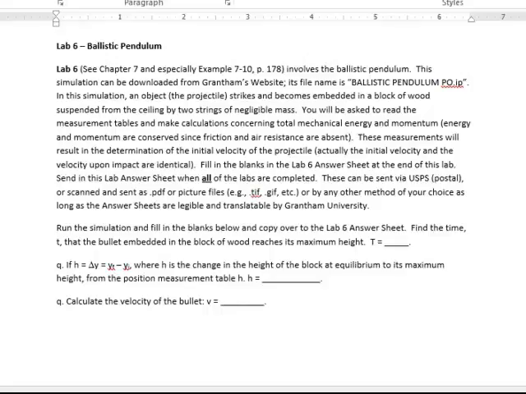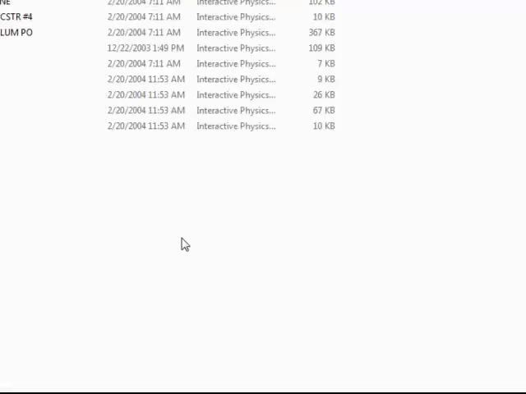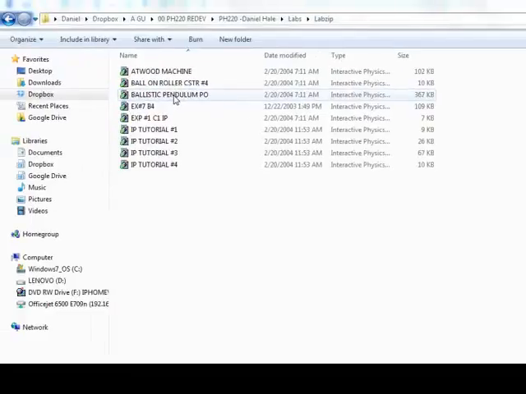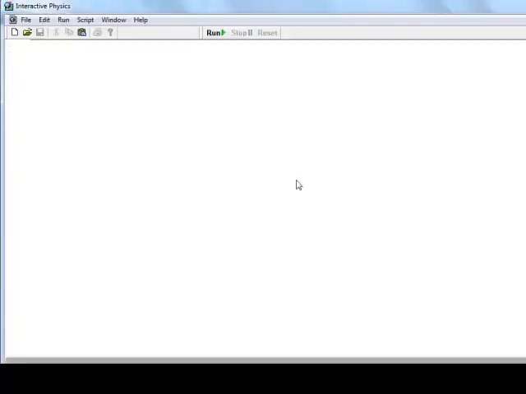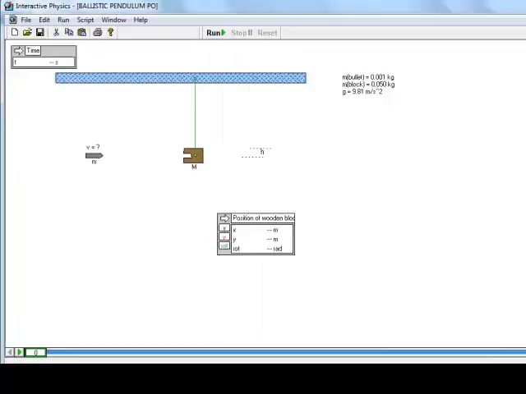So the first thing I'll do is go over to where the lab files are and open that up. So here are our files, and notice we're going to open the ballistic pendulum one. So I'm going to hit that. It's going to have the interactive physics open up, and then we can start to go through this. Okay, so here's our simulation here.